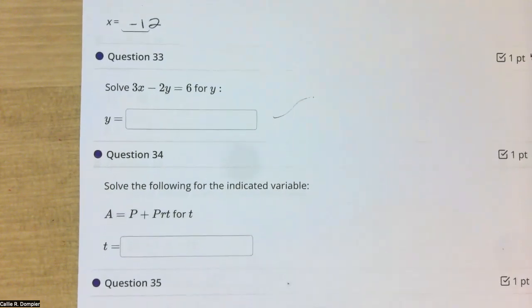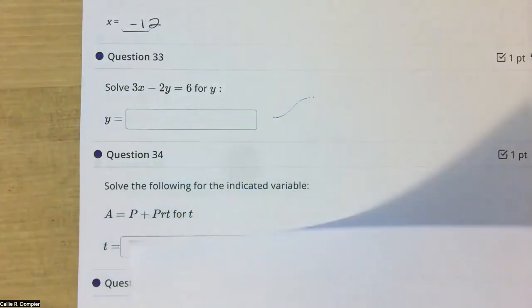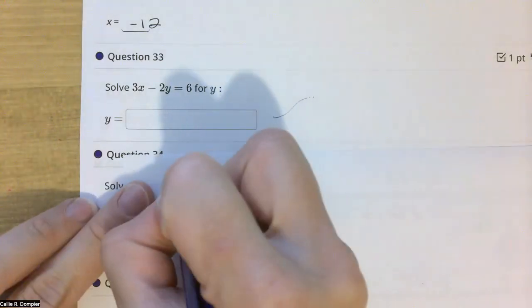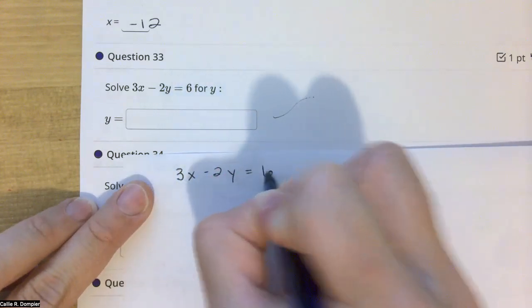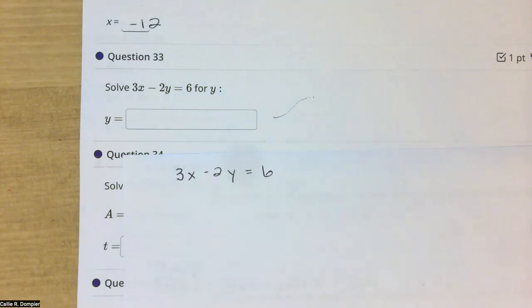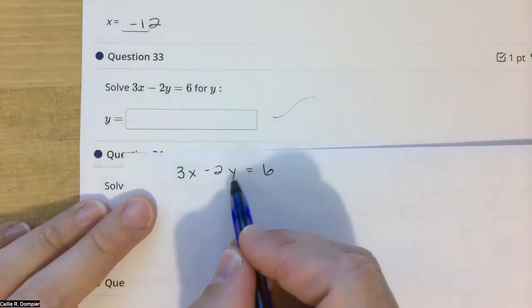3x minus 2y equals 6 for y. Solve that for y. 3x minus 2y equals 6. Solve it for y. You don't need one number. You can have a whole equation, okay? So we're solving for y.